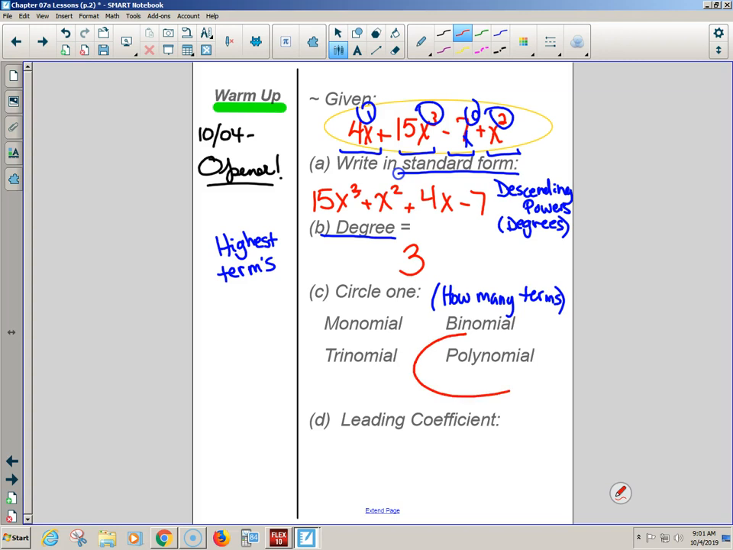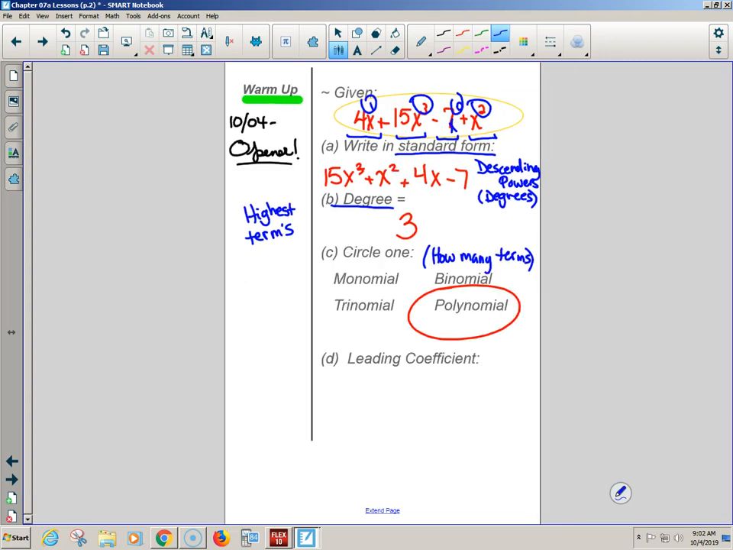But why am I circling polynomial? It's not 1 or 2 or 3, it's 4. Now technically all of these are polynomials, but if there was one, we wouldn't say polynomial, we'd say monomial. If there were 2, we wouldn't really say polynomial, we'd say binomial. If there were 3, trinomial, but there's 4, so polynomial. Best way to go.